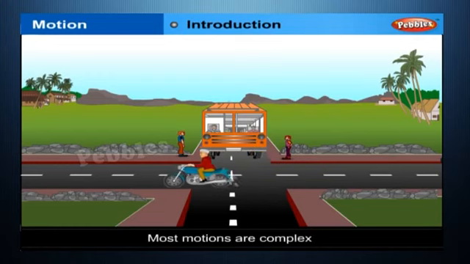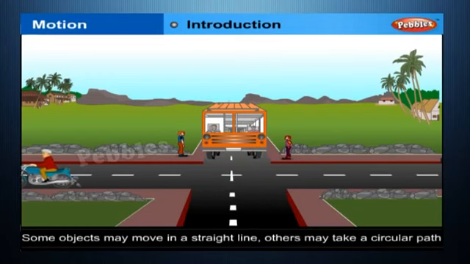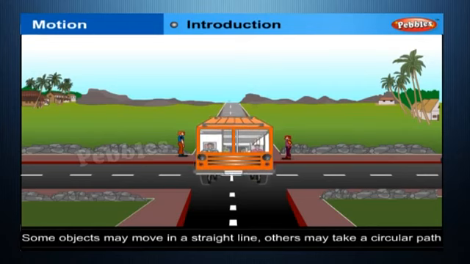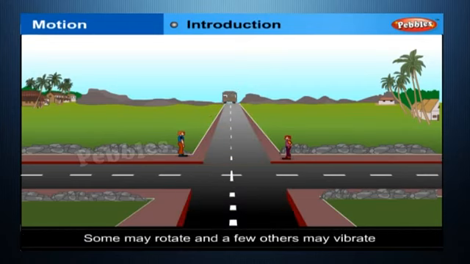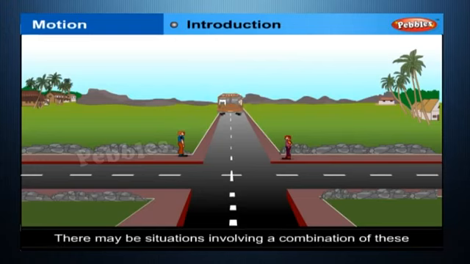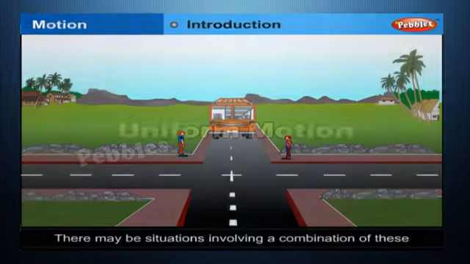Most motions are complex. Some objects may move in a straight line, others may take a circular path. Some may rotate, and a few others may vibrate. There may be situations involving a combination of these.